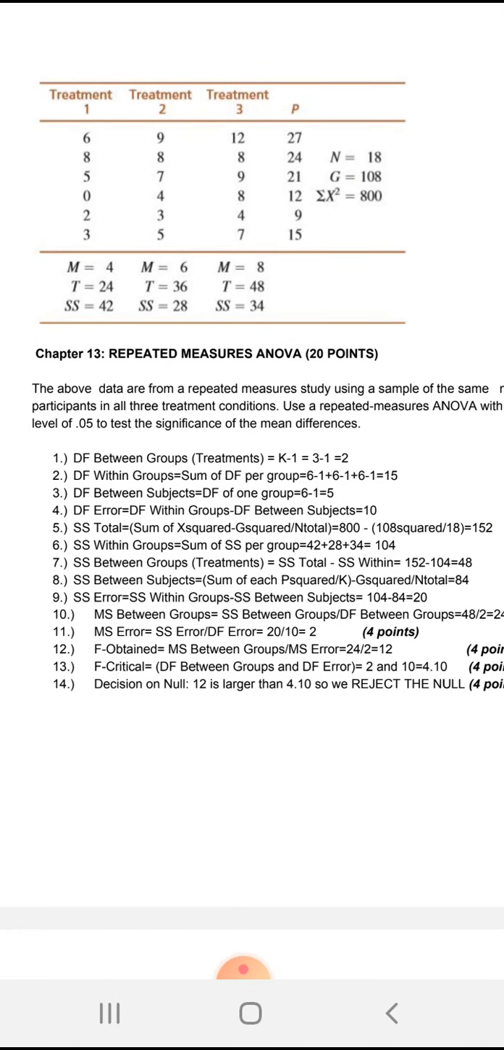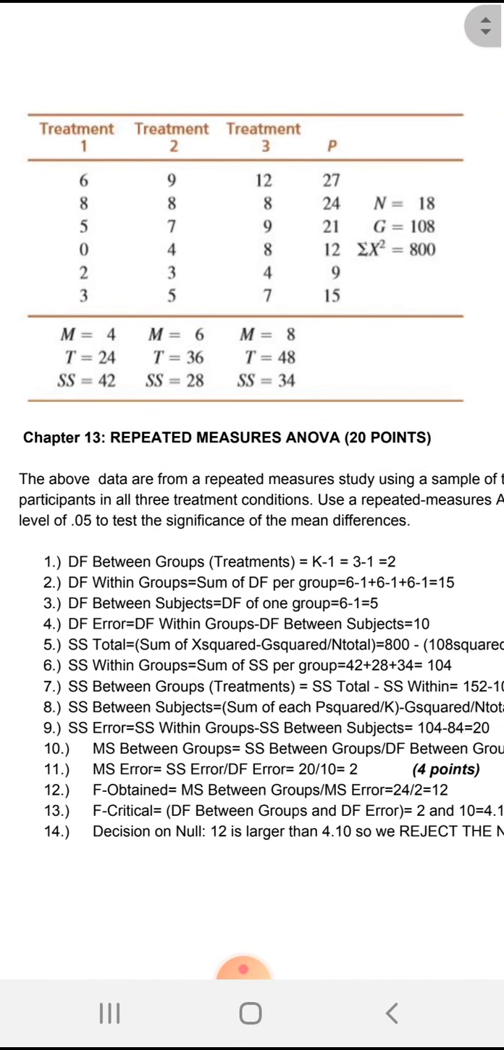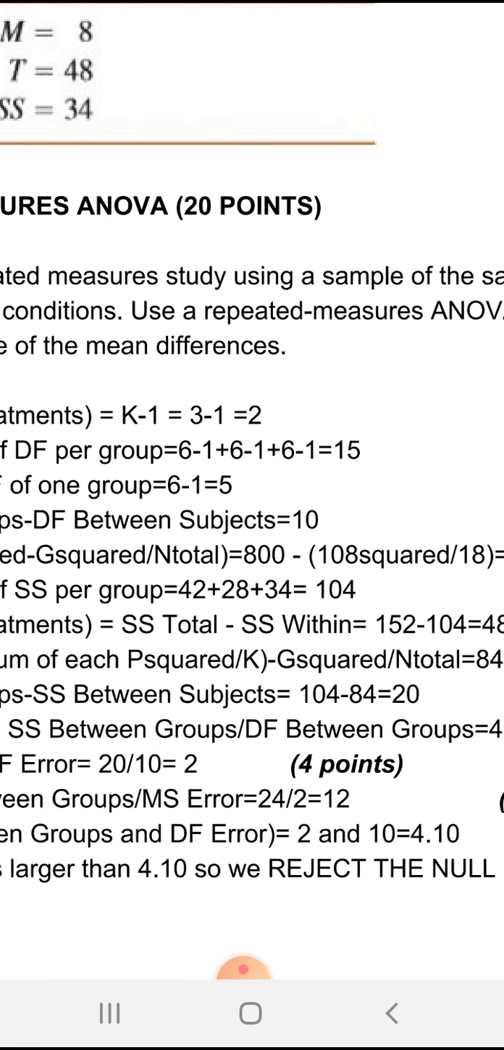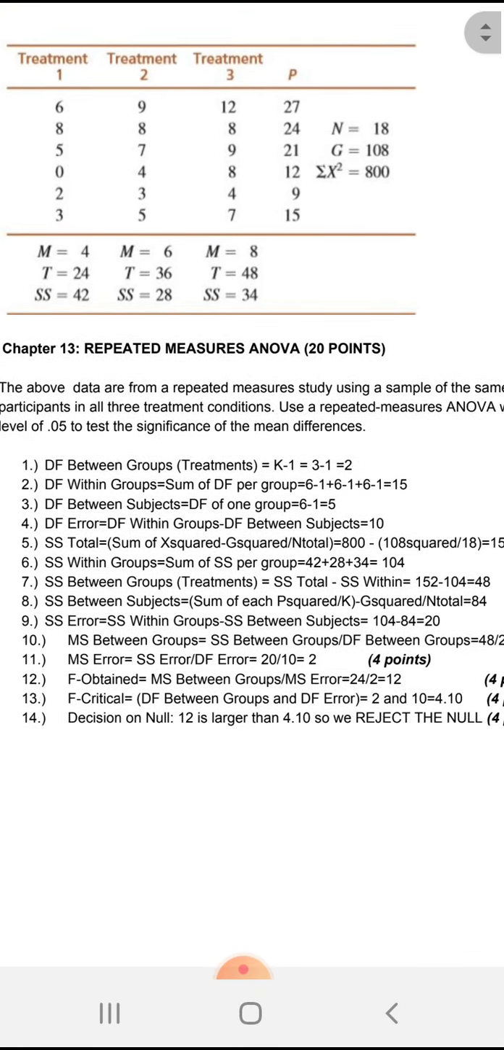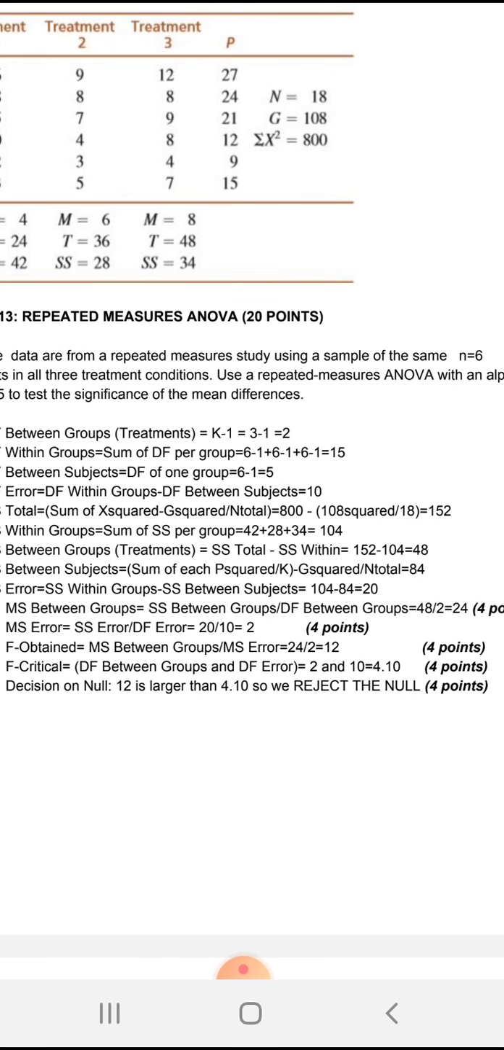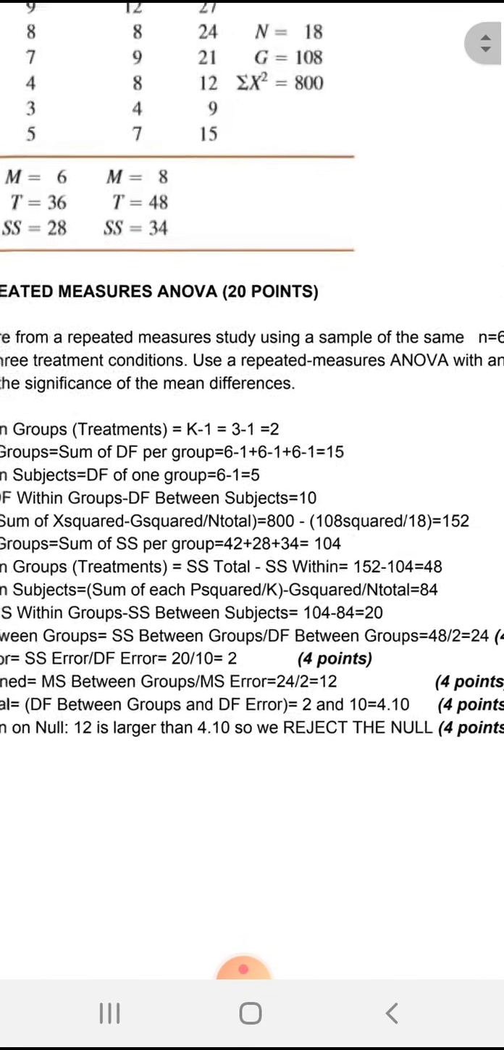Next, you want to get the sum of squares within groups, which is just the sum of squares per group added up. So you can see we are given these 3 sum of squares values. When we add those up, we will get the sum of squares within groups, which is 42 plus 28 plus 34 equals 104. Next is the sum of squares between groups, and that equals sum of squares total minus sum of squares within. So sum of squares total is 152, sum of squares within is 104. 152 minus 104 equals 48.